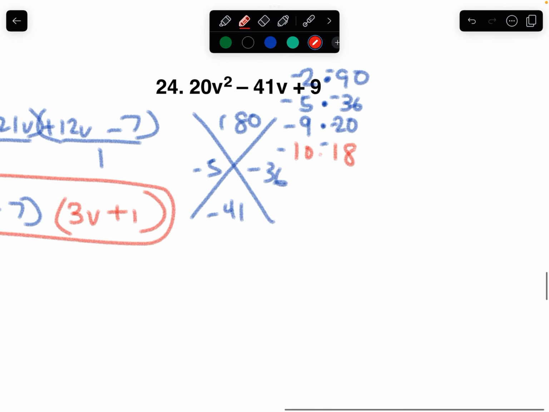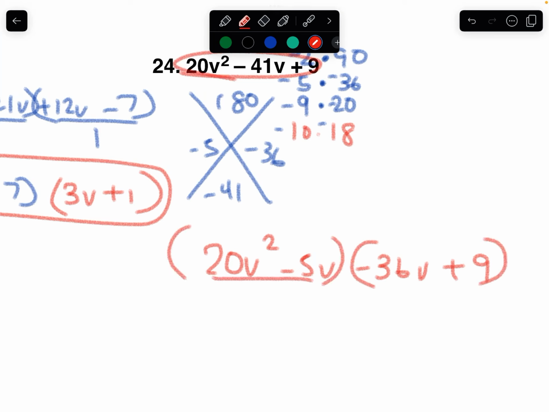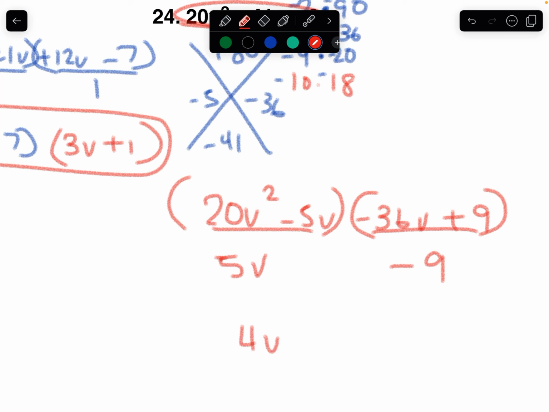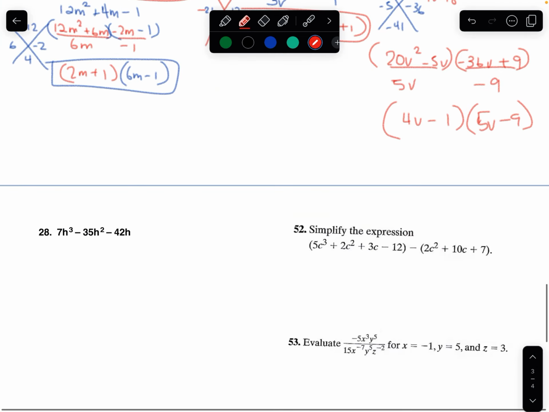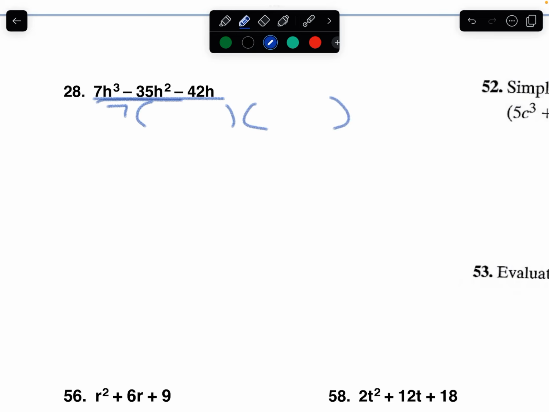I left plenty of room here, so you do 20v squared minus 5v minus 36v plus 9 from right there. Group this together. Divide by 5v, divide by negative 9. You get 4v minus 1, and the same thing there. And then it's 5v minus 9. Okay, so same thing here. These are big numbers. Divide by 7. Okay, that means my answer is that.